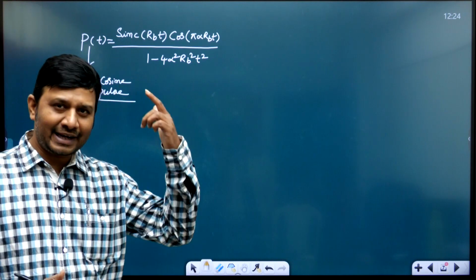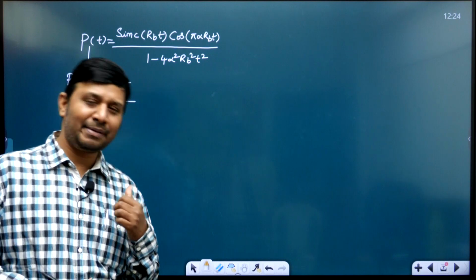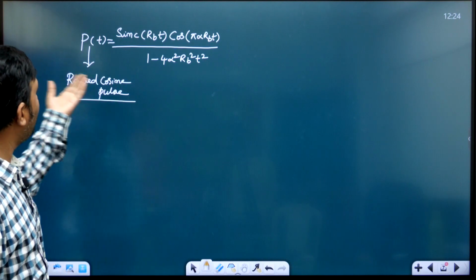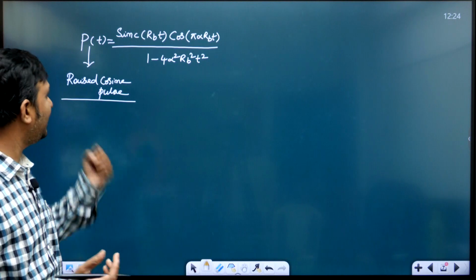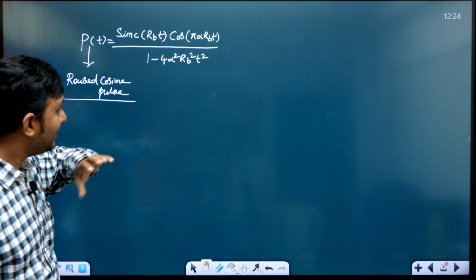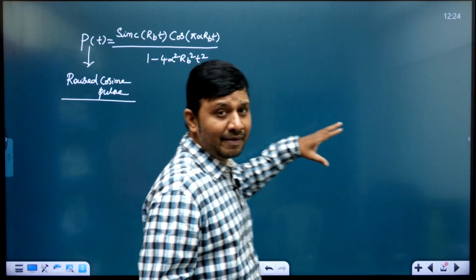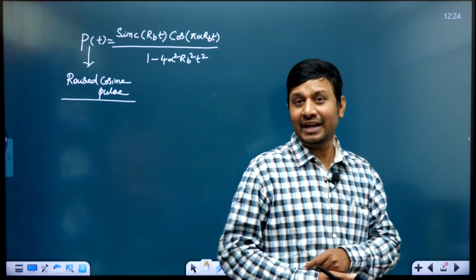Bandwidth. For the rectangular pulse we calculated the bandwidth. After that, for the sinc pulse we calculated the bandwidth. Now we are going for the raised cosine pulse. We must calculate the bandwidth, no? Yes, let us observe the bandwidth, because this bandwidth is the main quantity which is asked in any exam.